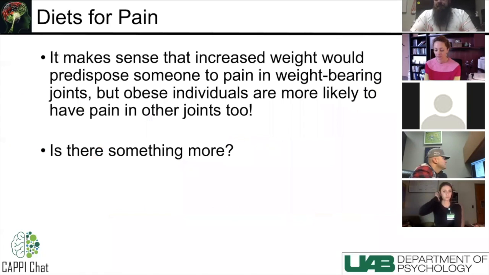So it does make sense that increased weight might predispose you to having pain in a weight bearing joint. So in the knees, the ankles, and things like that. But people who are obese are also more likely to have pain in non weight bearing joints. So things like the fingers or the neck. And so it seems like there is something more to it than just simply being obese.